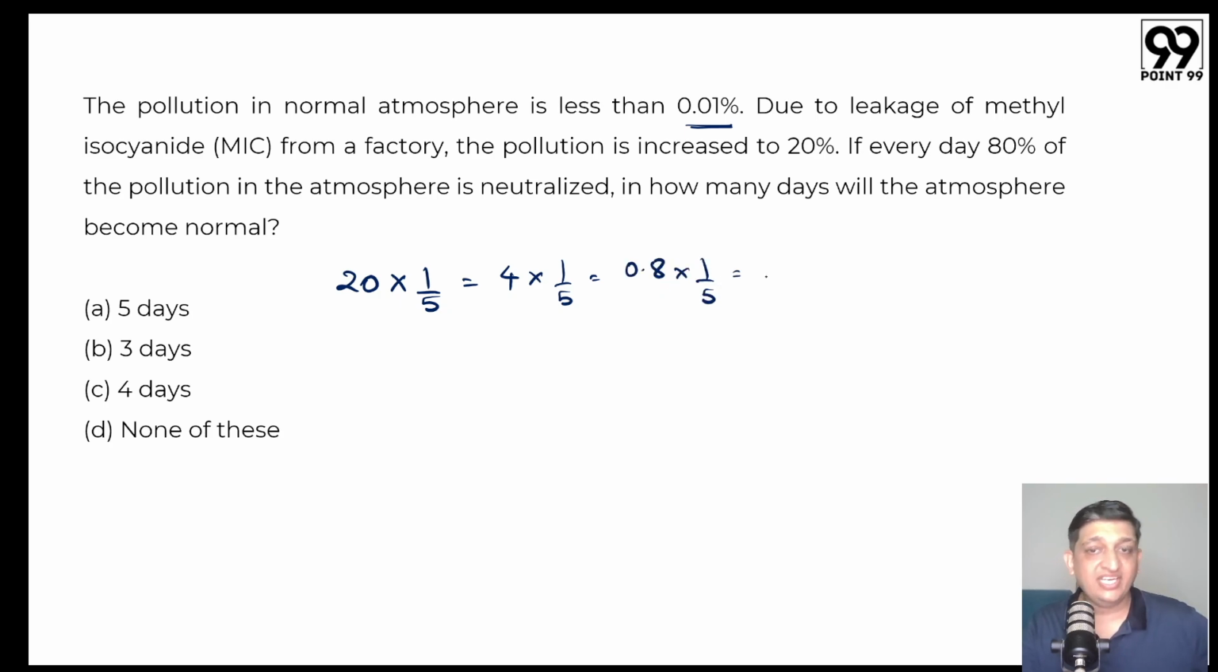Again 0.8 into 1 by 5, my answer is going to be 0.5. 1s are 5 and 30, so 5 6s are 30. So now it has become 0.16 of itself. Again, I take 1/5 of it.